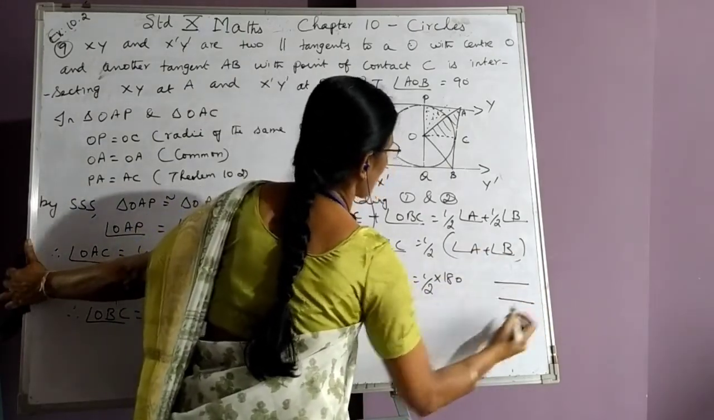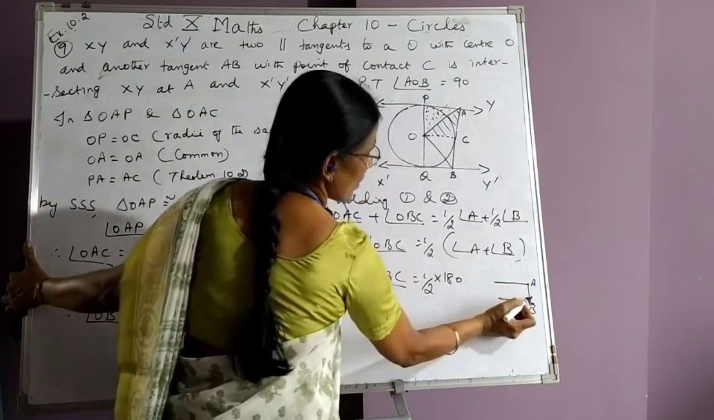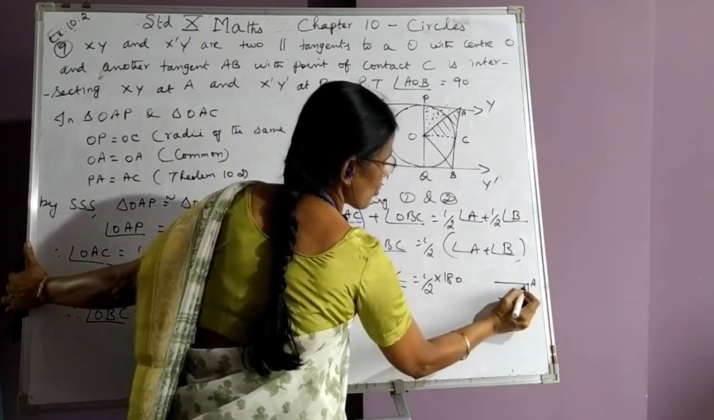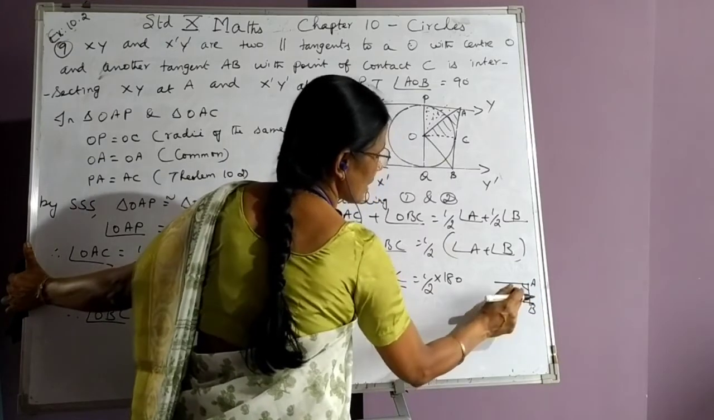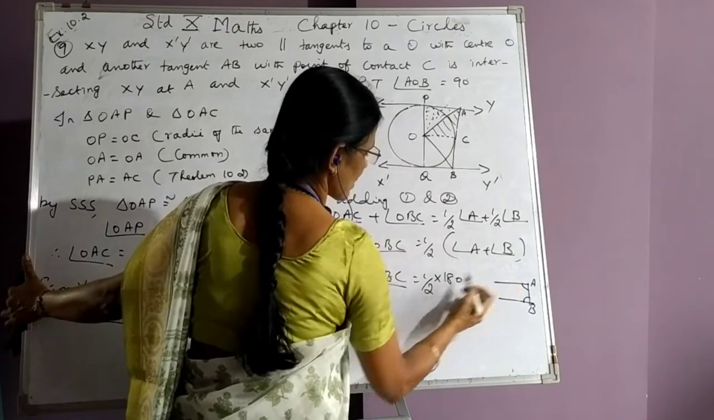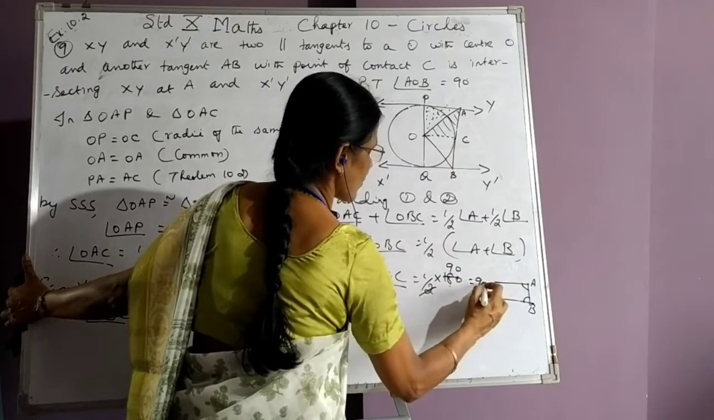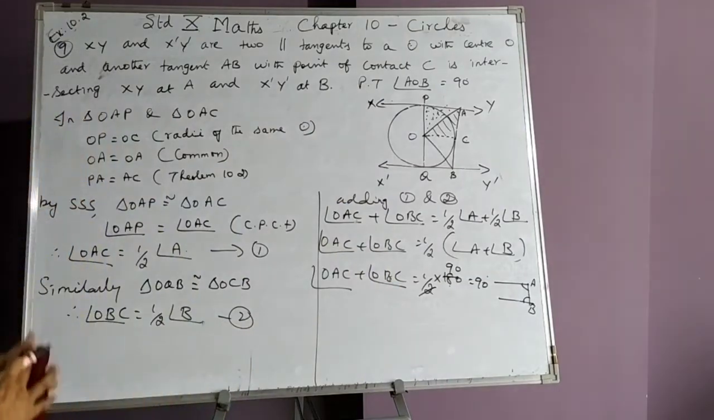These two lines are parallel and AB is a transversal, right? When a transversal intersects a pair of parallel lines, remember interior angles are supplementary. Therefore, what is angle A plus B? A plus B is 180. Therefore, how much do we get? We get it is equal to 90 degree.